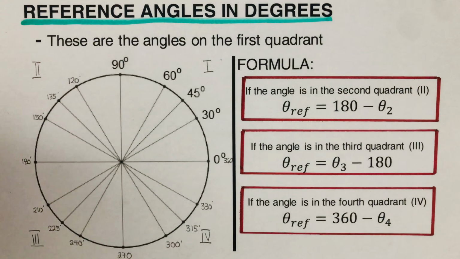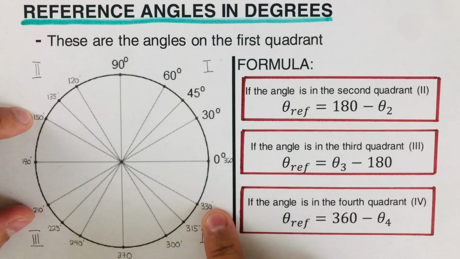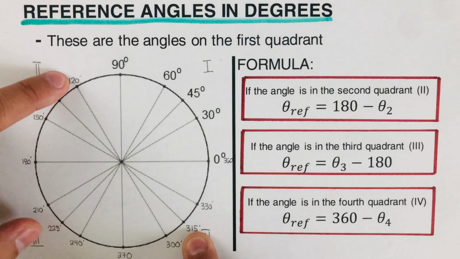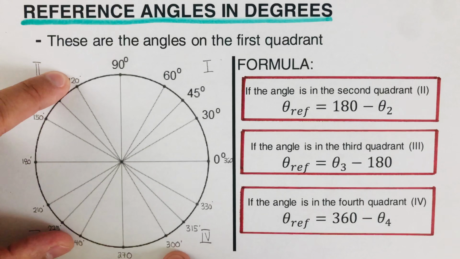In this picture, we can see that for 150, 210, and 330, the reference angle is 30. Now, if we have 135, 225, and 315, the reference angle is 45. And if we have 120, 240, and 300, the reference angle is 60.